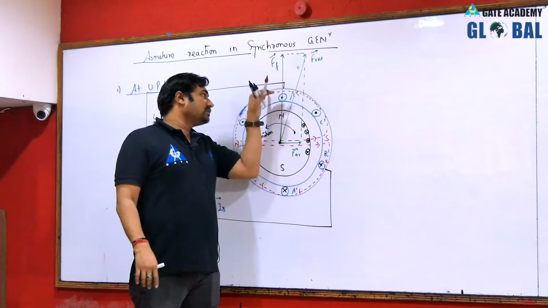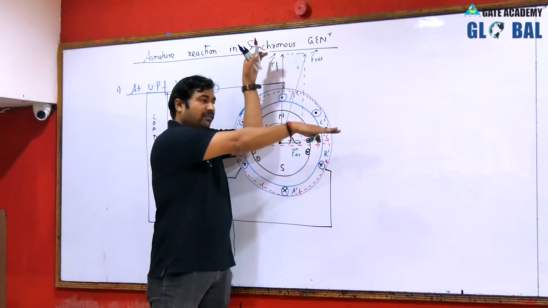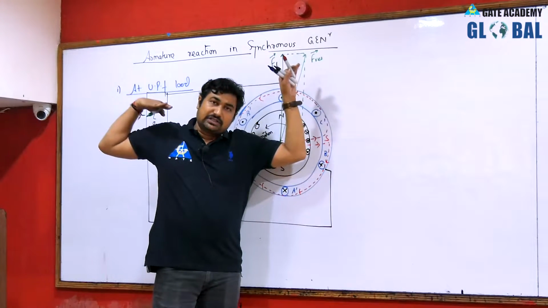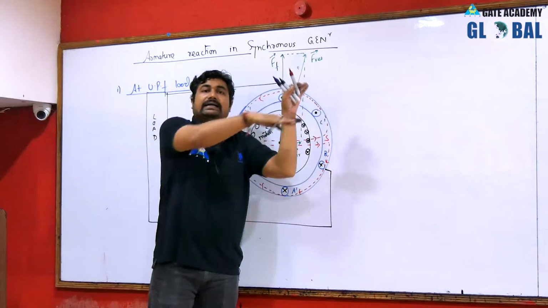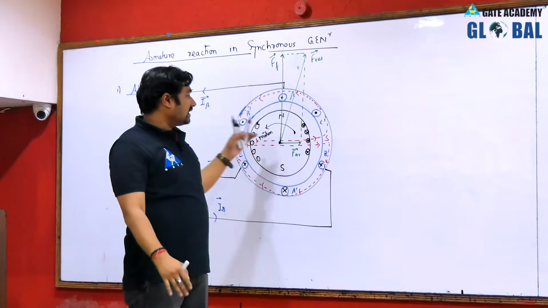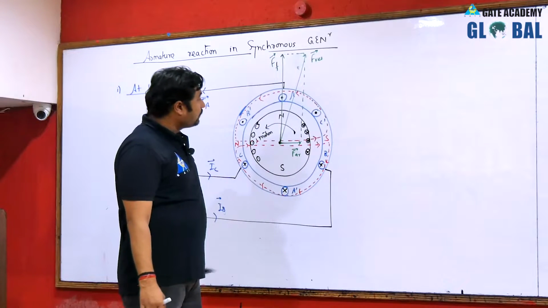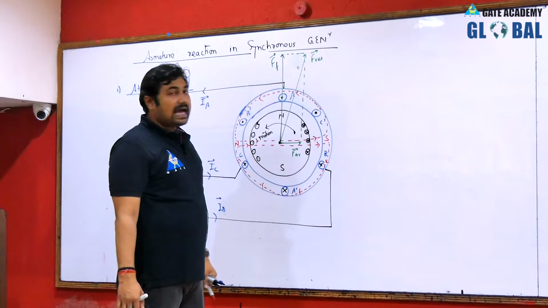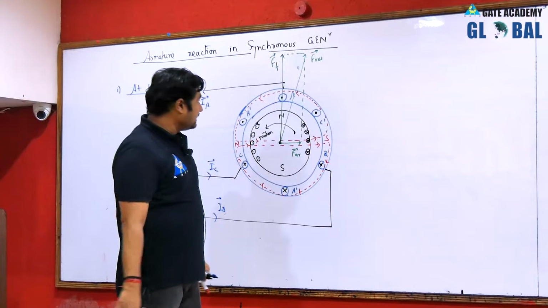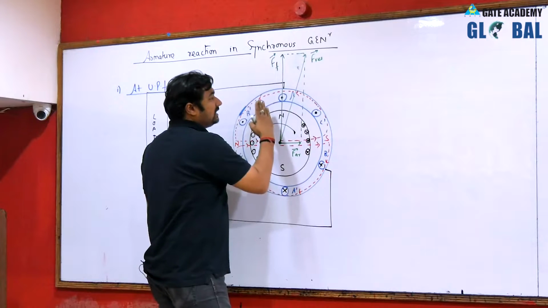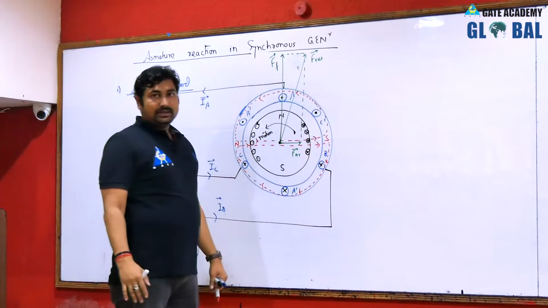So voltage and current are in same phase. When the current flows in this fashion, it produces the flux in this way. So armature reaction at unity power factor seems to be cross magnetizing. It means it produces the flux that cross magnetizes the main field flux. So armature reaction at unity power factor has cross magnetizing effect, and due to that the resultant air gap field changes its position. Is it okay?